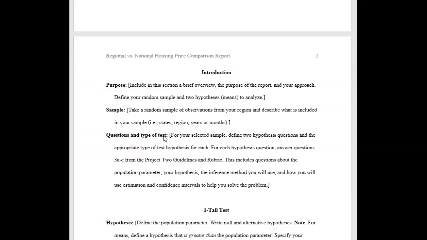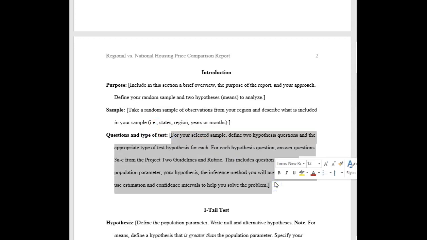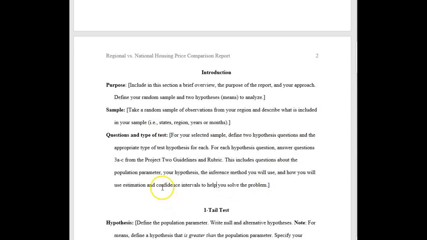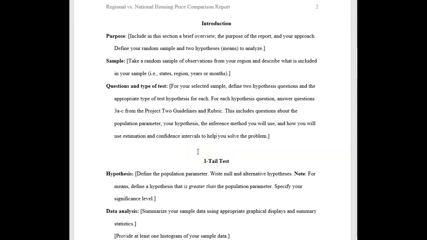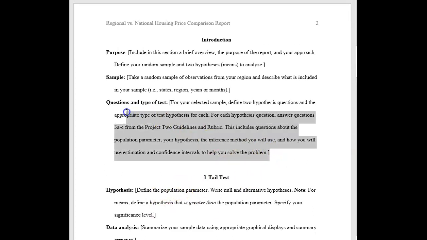And then for your 2 hypothesis questions, talk about what those questions are and what population parameter you're trying to answer questions about. And we're going to cover that in more detail later on in this video as we work through each of those hypothesis tests. So as I talk more about those in that section, it'll help you if you have any questions about how to answer this part.